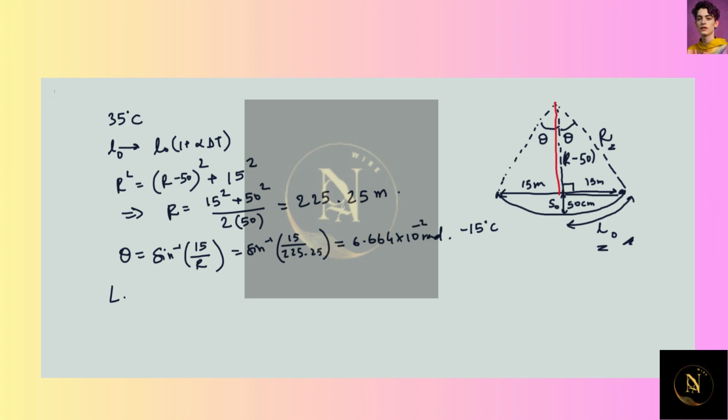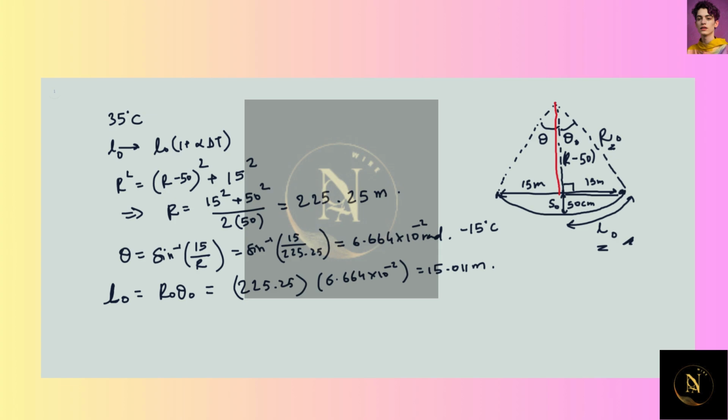Now L naught is simply R naught theta naught. Let's make them all naught, which gives us 225.25 times 6.664 times 10 power minus 2, which turns out to be 15.01 meters.